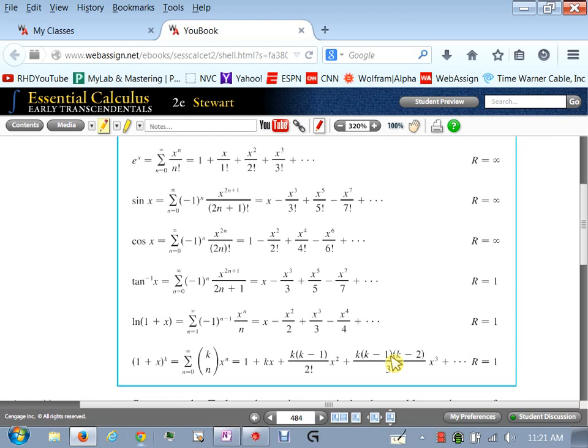Now, e to the x, I have that on my list of things to do. Shall we do e to the x? I'm going to show you that, but I need to show you e to the x first. Let's do e to the x. It'll go pretty quick. Okay, so now let's do Maclaurin for f of x equals e to the x.